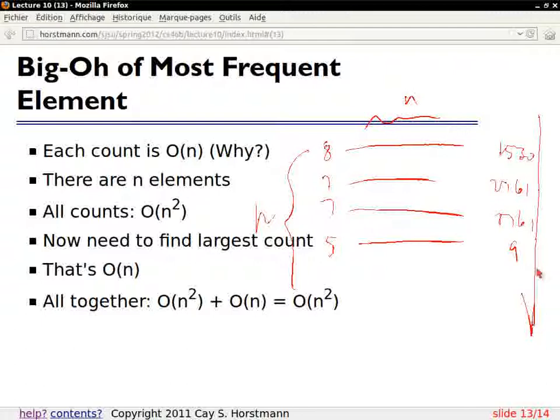That's O of n again, as we've seen on the previous slide. So altogether, we have O of n squared to establish the counts, O of n to find the largest one. Now, when you do n squared plus n, you don't care about the plus n because it's dominated by the n squared. And so we'll say this is also an O of n squared algorithm.